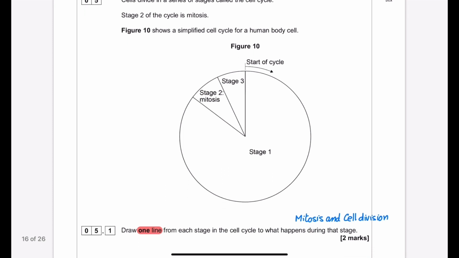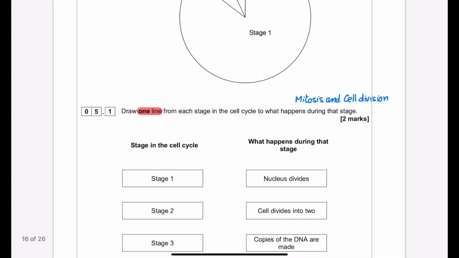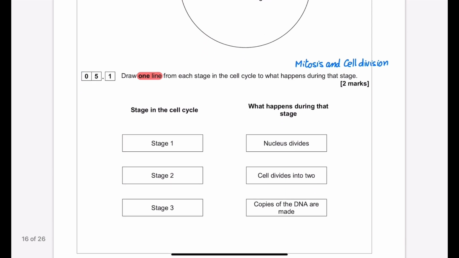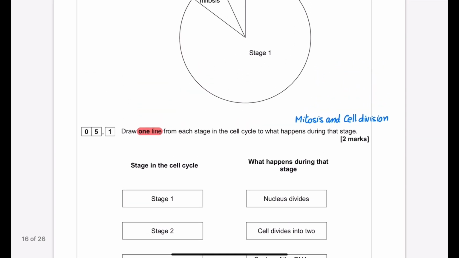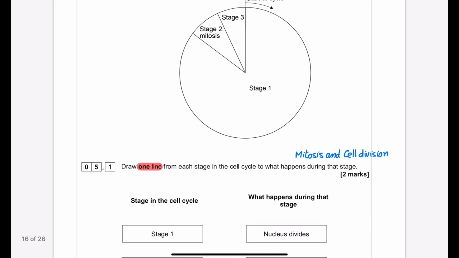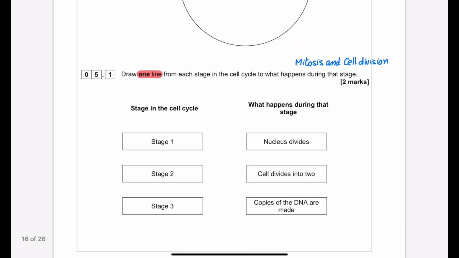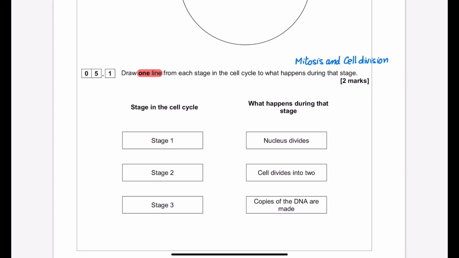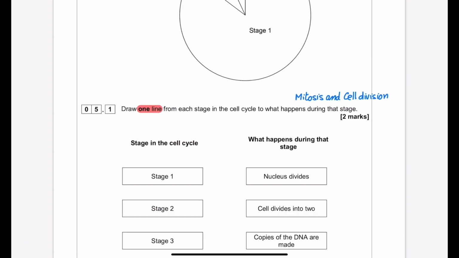So question 5.1 says you need to draw one line from each stage in the cell cycle to what is happening during the stage. We have different options right now. The students must have the knowledge of mitosis and cell division. Three different stages are given in this model: stage 1, stage 2 and stage 3.